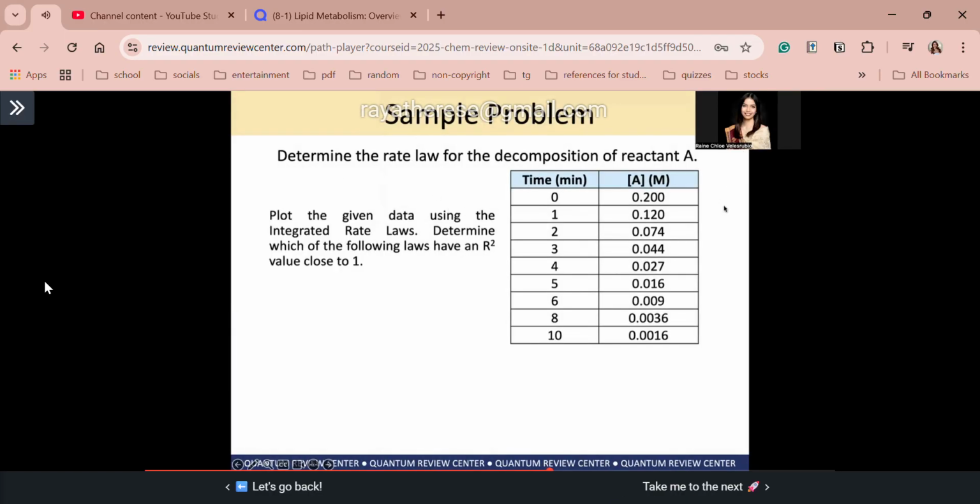O, try nyo naman to on your own. So, determine the rate law for the decomposition of reactant A this time, given this specific data here. Okay? Again, you do the same as what I did earlier. Sige nga, try nyo nga on your own guys. So, ang sagot dapat guys is this one. Rate is equal to 0.49911 M over minute A.